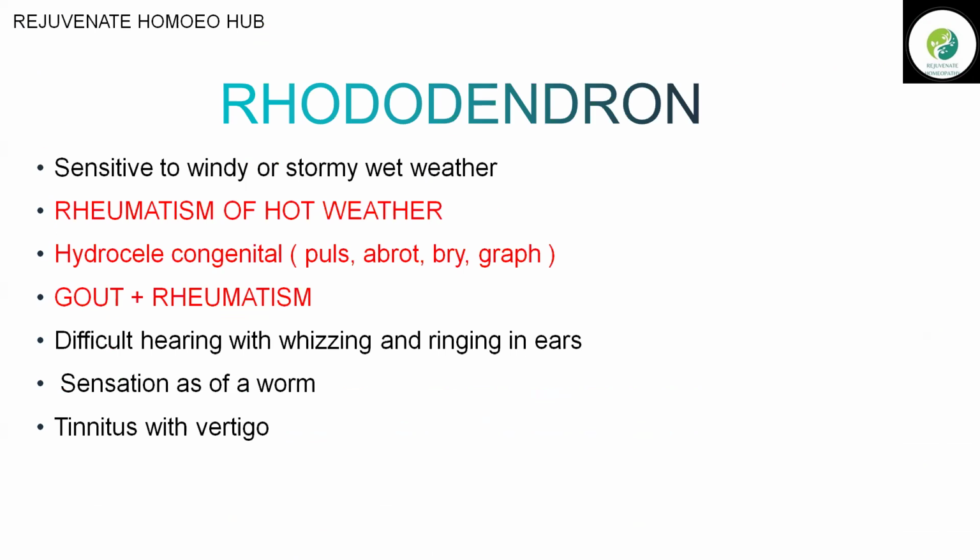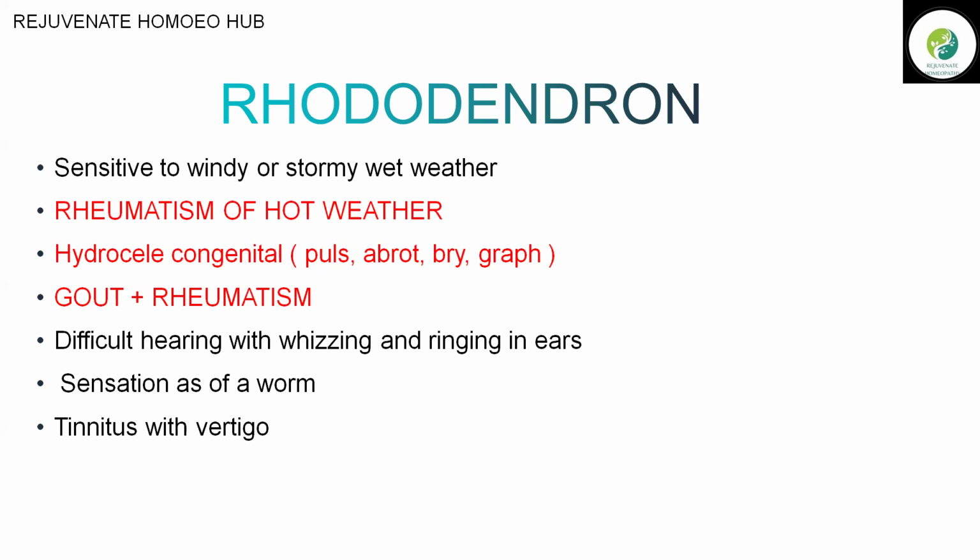And rhododendron is the remedy in hydrocele, which is congenital. Congenital hydrocele cases. When no remedy is working, think of rhododendron. Along with that, pulsatilla, abrotanum, bryonia, and graphites. So the pulsatilla child is of a very mild nature. Abrotanum is extremely violent, opposite to pulsatilla. Abrotanum is the remedy where the child is very violent, very ill-humored, destructive. In such cases, abrotanum works well.